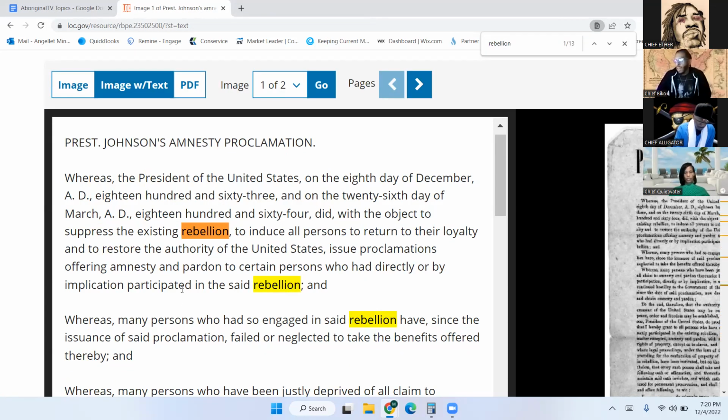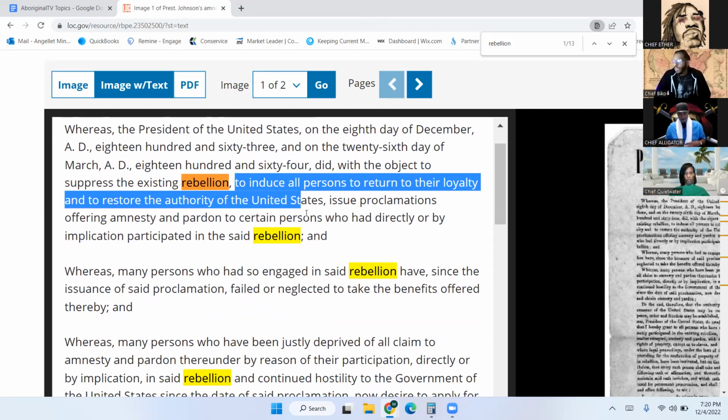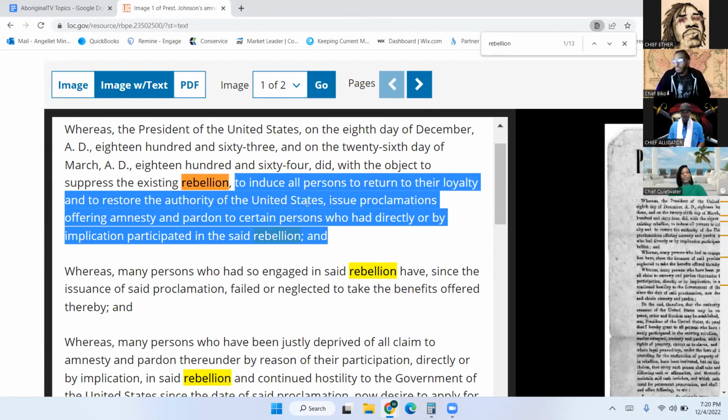So I'll go ahead and read that bottom portion. Here, to induce all persons to return to their loyalty and to restore the authority of the United States, issue proclamations offering amnesty and pardon to certain persons who had directly or by implication participated in said rebellion, not war. Because again, who has the authority to declare war? Congress. So you have the president at the time calling it a rebellion rather than a war. You have the Freedmen's Bureau calling it a rebellion. We also have the previous president calling it a rebellion. So why do we say it's a war?